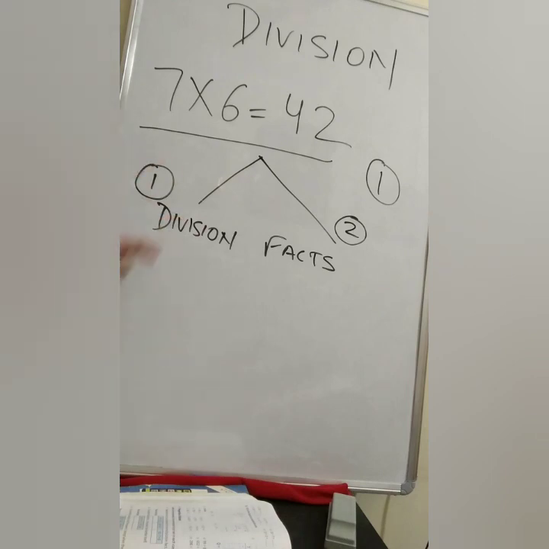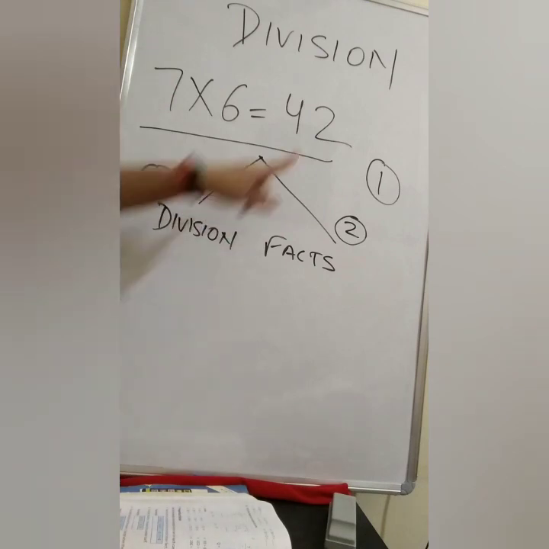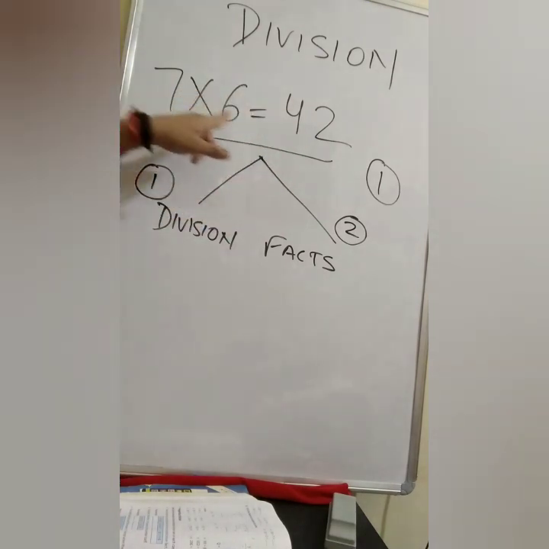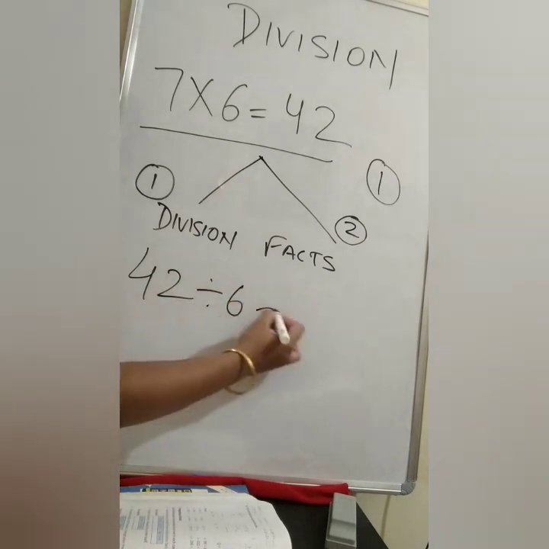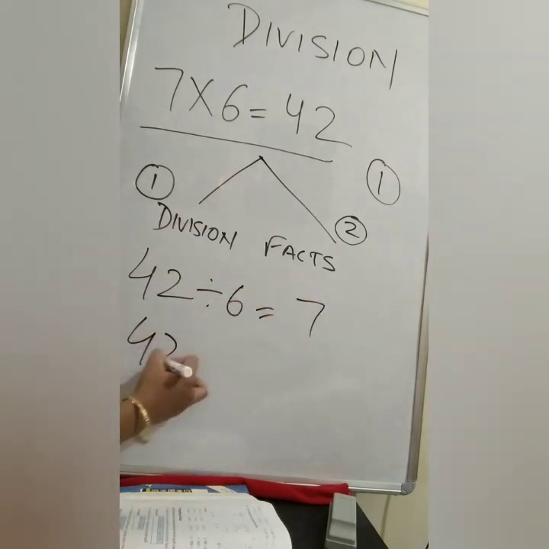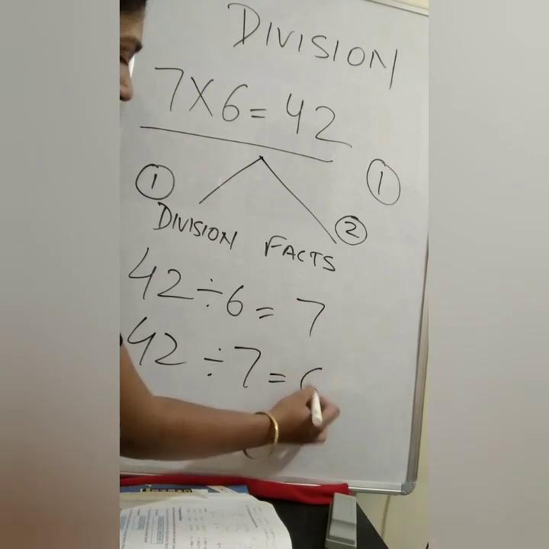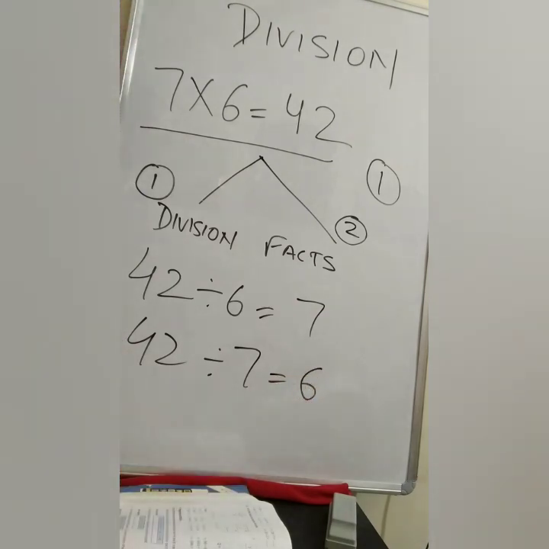Yes or no? Just recall and see. 42 divided by 6 is 7. 42 divided by 7 is 6. So I am writing here: 42 divided by 6 is 7, and 42 divided by 7 is 6. Understood? So this is your first property, which says with one multiplication fact, two division facts can be taken out. Now let's see the second one.